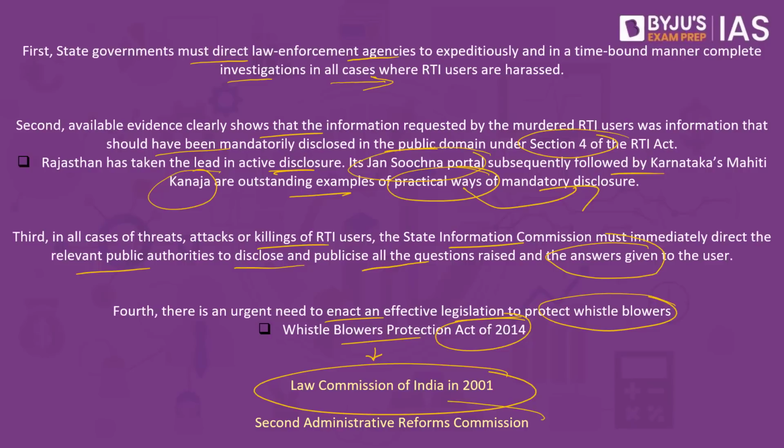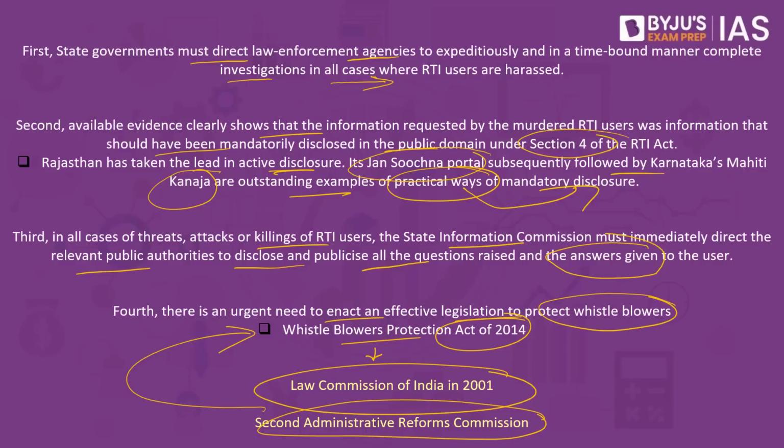Then we also have the Second Administrative Reforms Commission as well. This also recommended that a specific law will have to be enacted to protect the whistleblowers. So what we have to make sure is that the government in the near future implements the Whistleblowers Protection Act, and if need be, suitable amendments will have to be brought in so that they are stringent and deter the lobbying groups from killing these RTI activists.